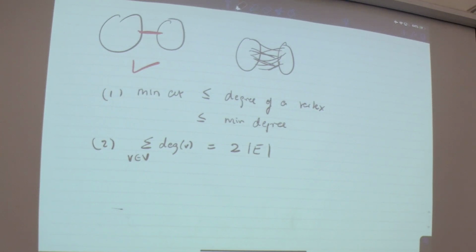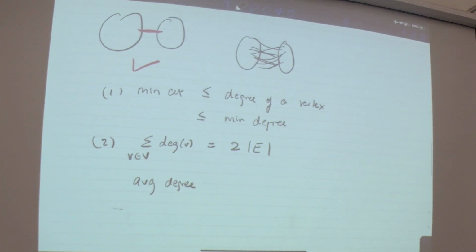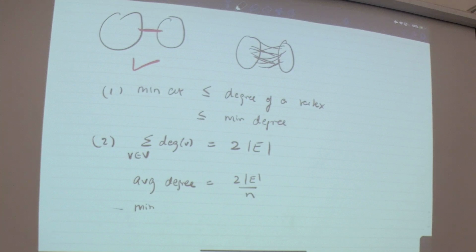Okay, well, what does this mean? If the sum of the degrees of the vertices is twice the number of edges in a graph, then the average degree of the graph is equal to, that's just by definition, 2E over n, where n is the number of vertices. But then what do we also know? We know that the min degree is less than or equal to the average degree.